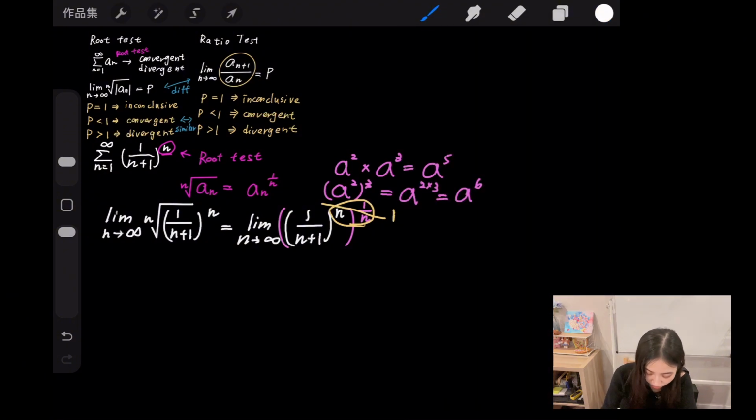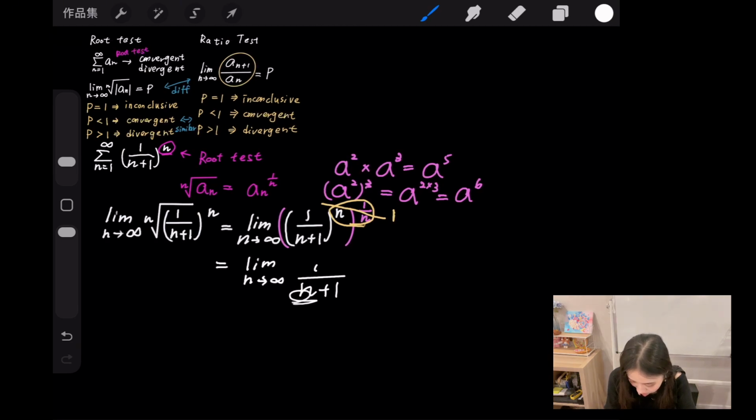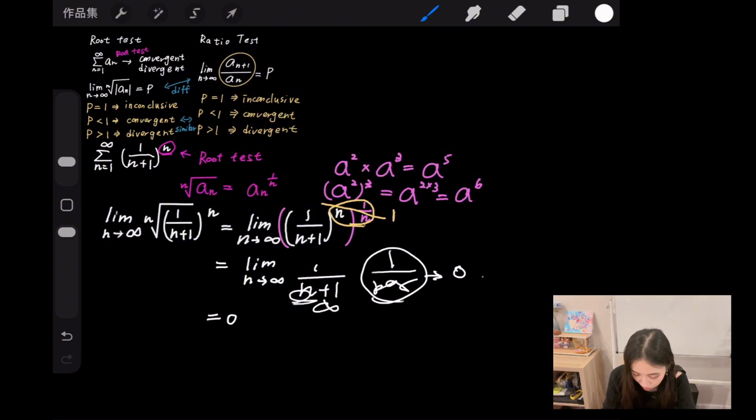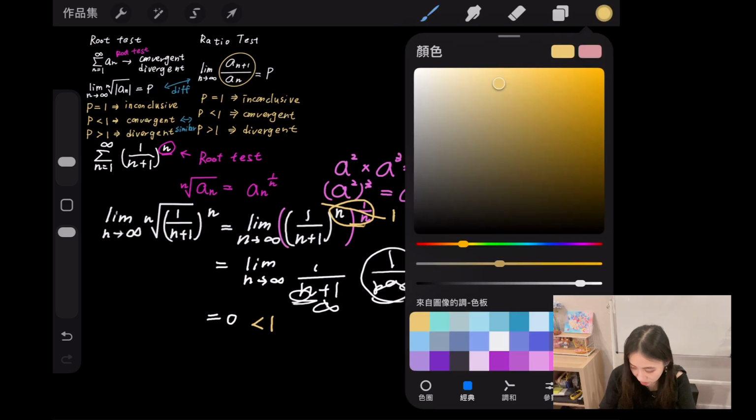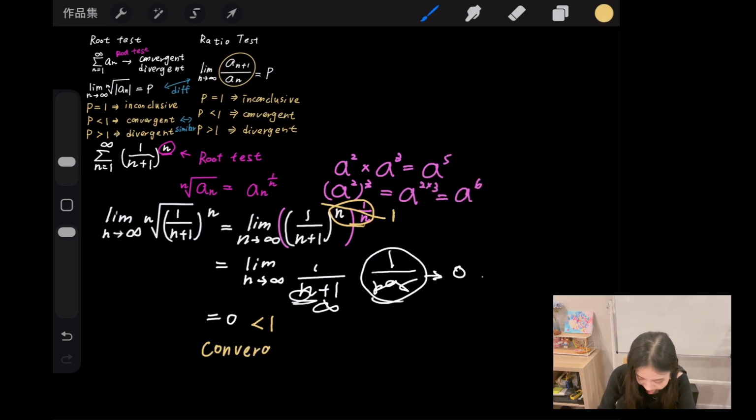So let's keep going. It will be the limit as n approaches infinity of 1 over n plus 1. You can see here n is going to infinity, right? So when your denominator is very big, it's going to be 0. So this will be 0, and 0 is less than 1, so that means it's convergent. Okay, that's the root test.